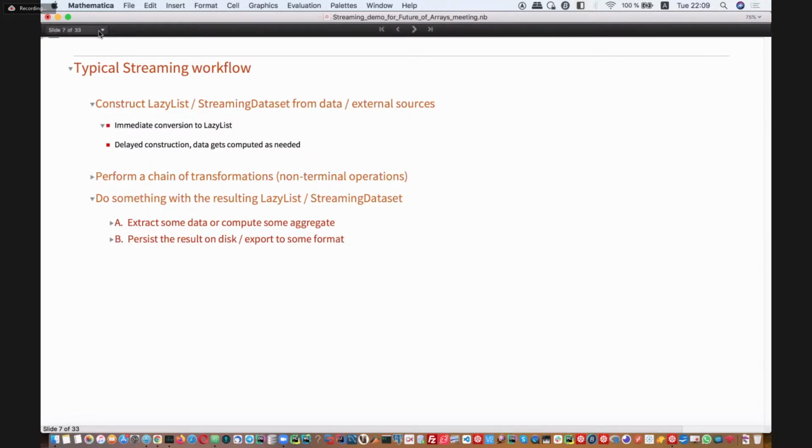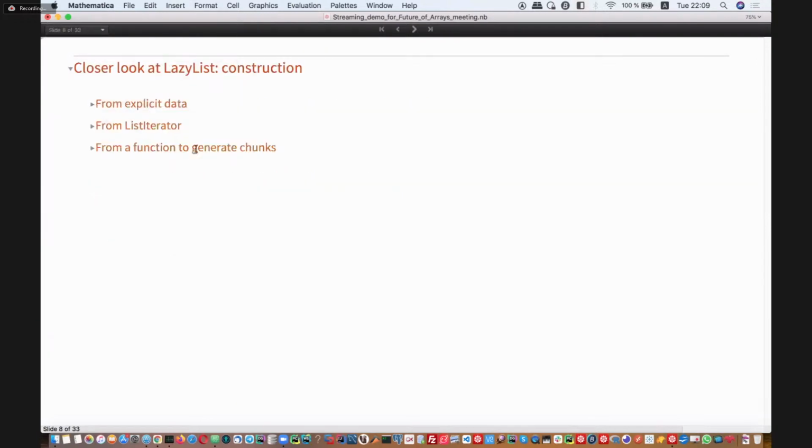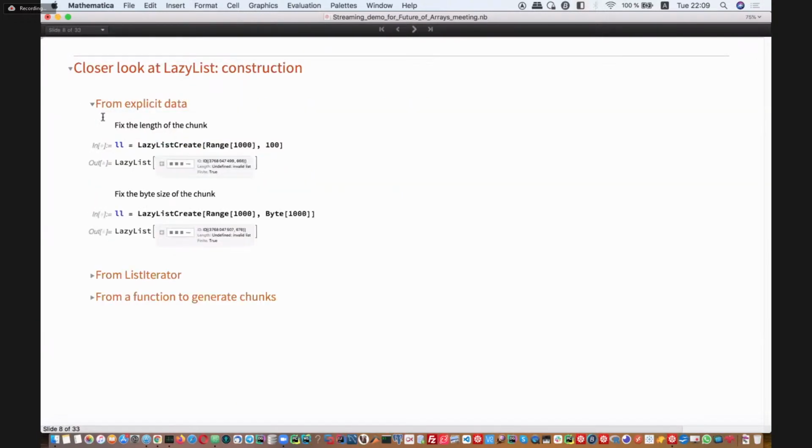Okay, now the other few things I want to very briefly touch would be, well, can we look more at construction? Do you in fact have examples of construction? Do you have a design for how the construction would work? Yes. In general, there are 3 ways I'm supporting right now. Either it's explicit data where you just have the data in the kernel, and then you say what size of chunk you have. If you don't say, I think there are some defaults on chunk size.